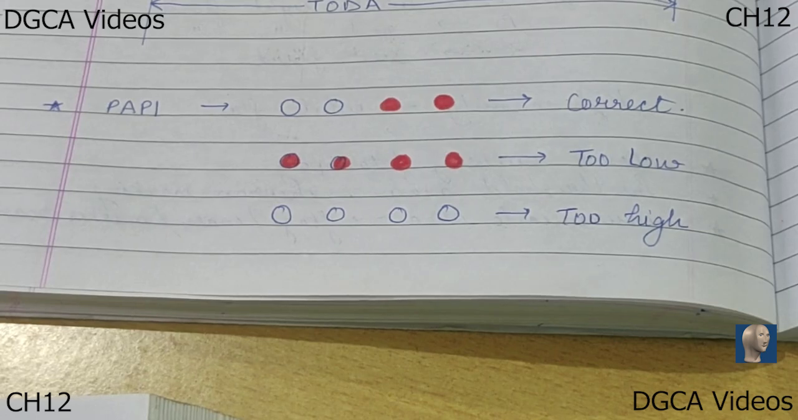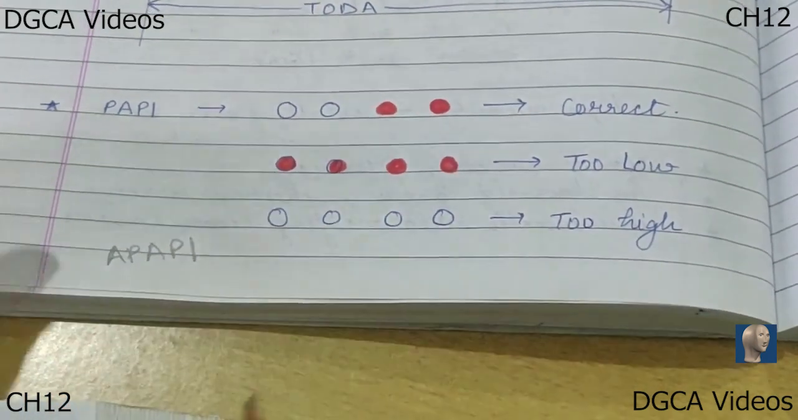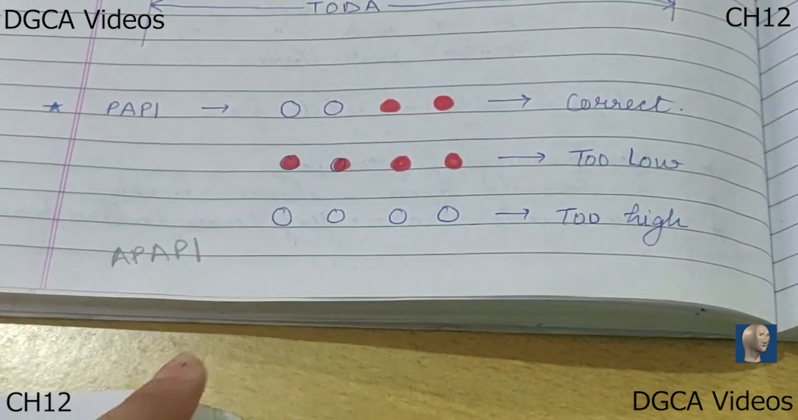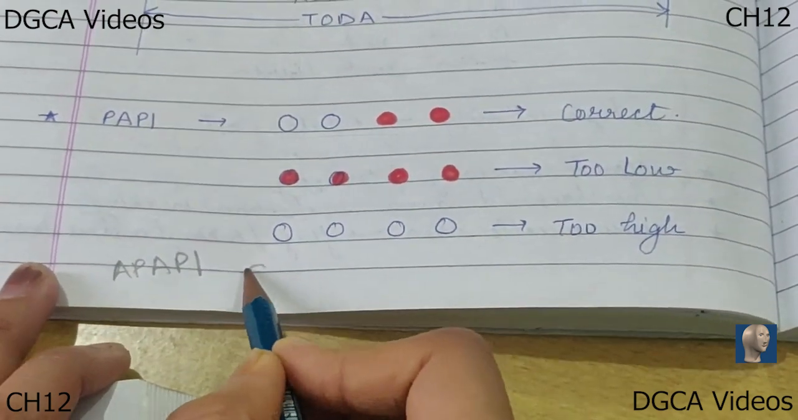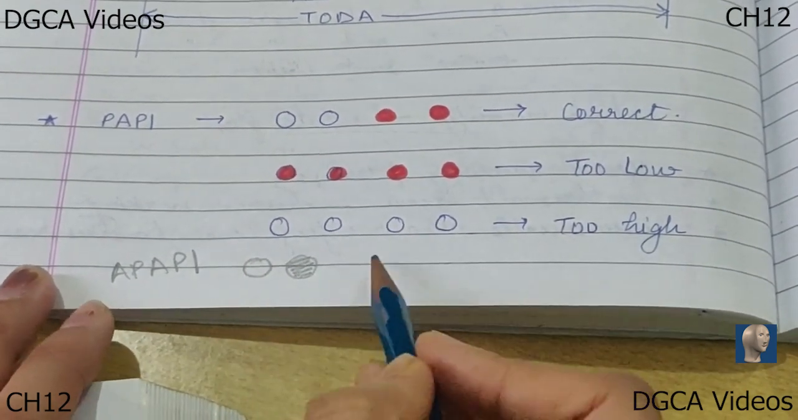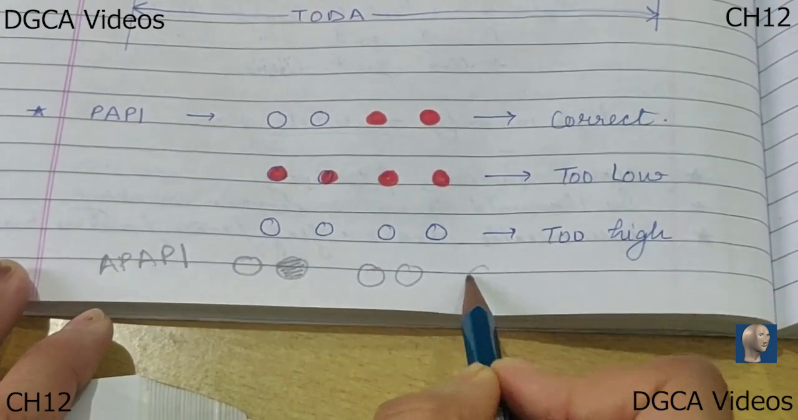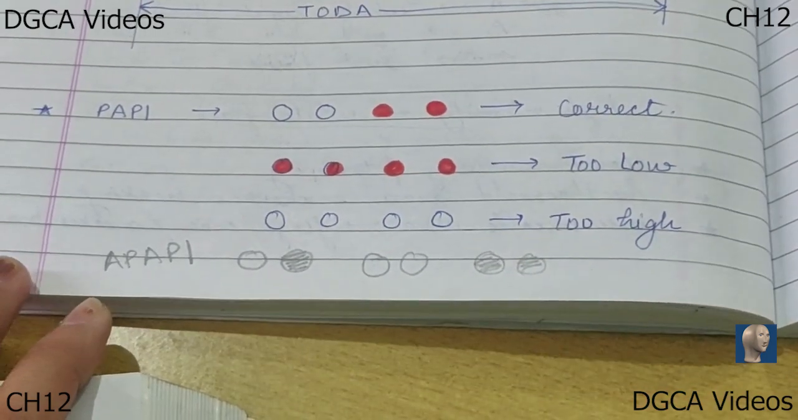Also, there is something called APAPI. In that, you will be having just 2 lights, 1 white light and 1 red light. Unlike this, they are having 4. So if you are having 1 white and 1 red, that means your angle is correct. If you are having 2 whites, then it means that you are too high. And if you are having 2 reds, that means you are too low.